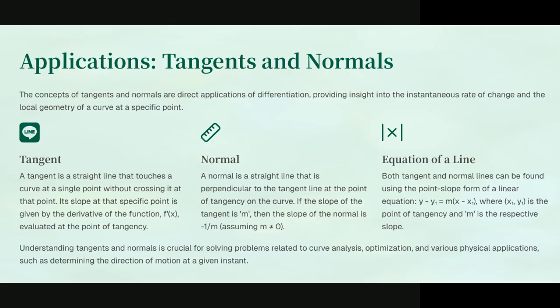So at the point where the tangent line touches the curve, you draw a line perpendicular to it at that point, and that is called the normal line. Now the slope of the tangent is m, and the slope of the normal is minus 1 over m.